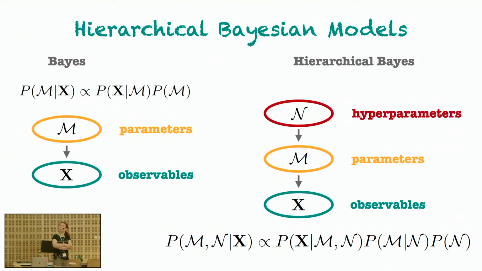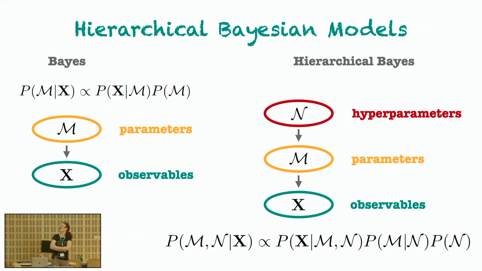In the standard version of Bayes' theorem, we have only one level. We have parameters and observables. We have a model and the data. But we can construct more sophisticated structures with several layers.